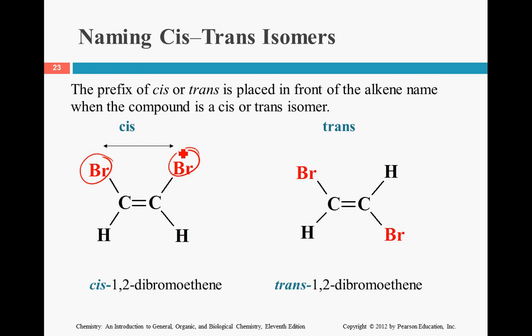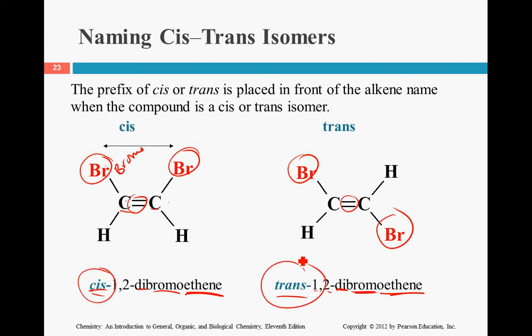So both bromines are on the top, so we have cis. One's on the bottom and one's on the top, so that's where we get the trans. Everything else is named exactly the same. There's 2 carbons, and that's where we got ethene with the double bond. There's 2 bromines, so it's bromo. There's two of them, so it's dibromo, and it's on the first and second carbon. Dibromo, first and second carbon. The only difference between these two is one's cis and one's trans. That's making these two isomers.